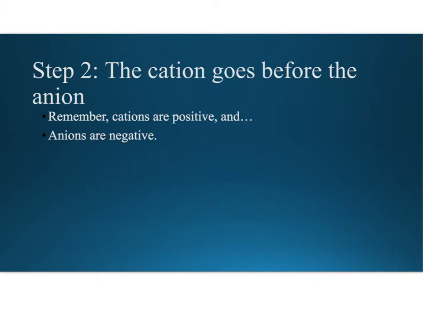So now that we've identified the different ions from either the ion list or the periodic table, step number 2 is to remember that the cation goes before the anion. Now, this is some vocabulary you guys have not seen, but cation is just the positive ions. Think about cats and how awesome they are, so cats are positive, and anions are negative. So a way to translate this is to say that the positive ion goes before the negative ion.